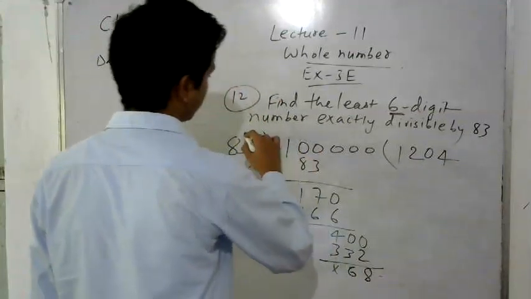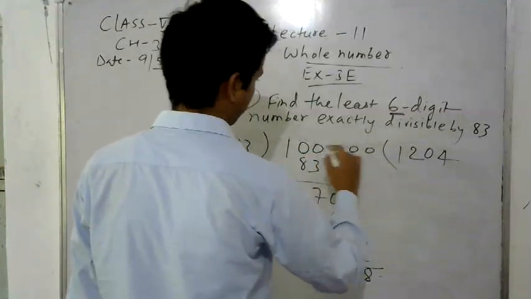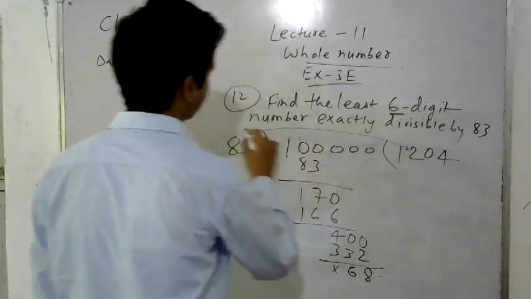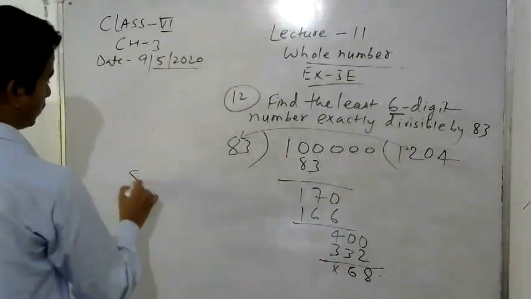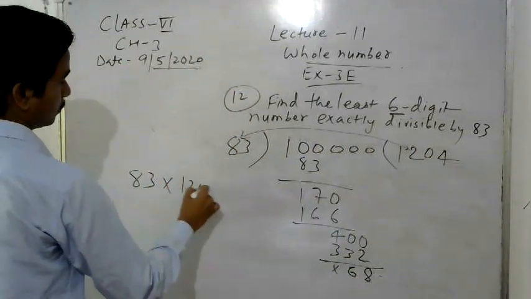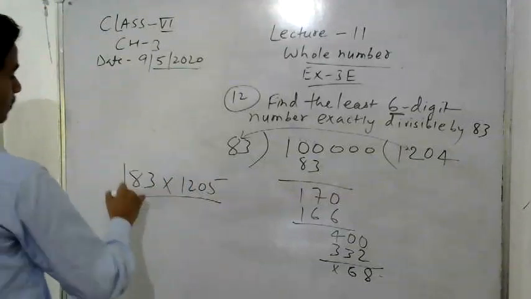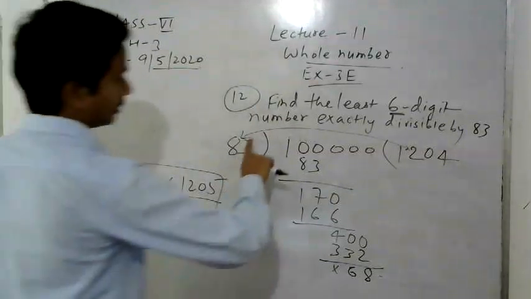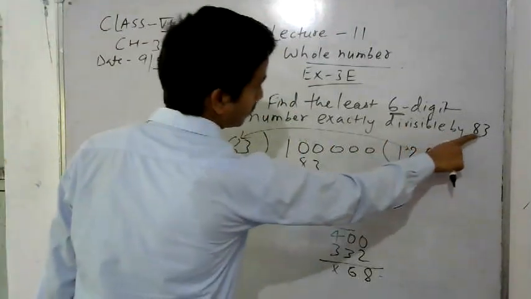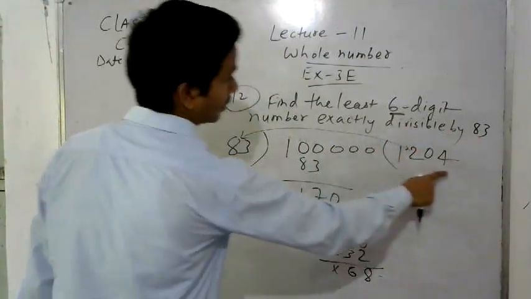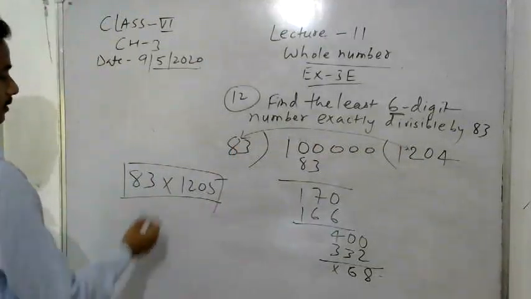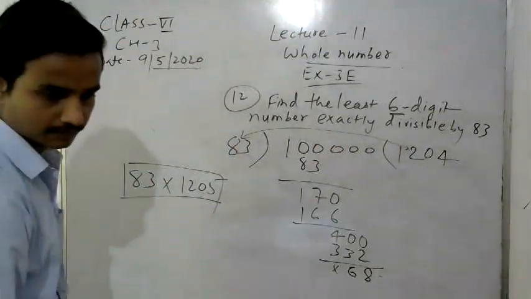Now you have to multiply. You have to multiply this, the least 6-digit number that is divisible. It means 83 into 1205. Multiply it and you will get the answer, the least 6-digit number. The least 6-digit number that is exactly divisible by 83 will be 1 greater than that. 83 into 1205. Multiply it and you will get the answer.